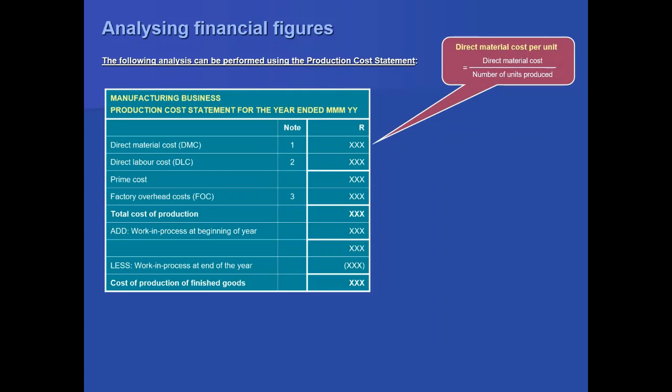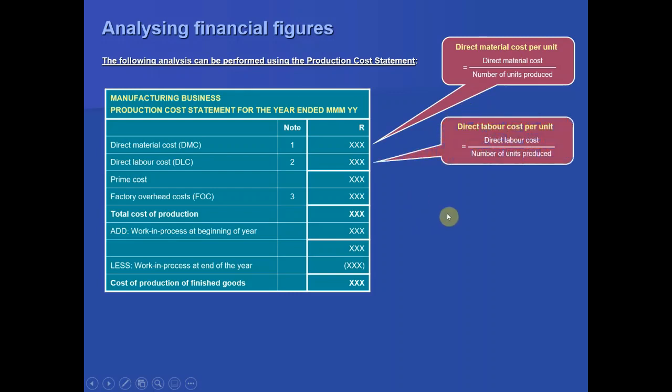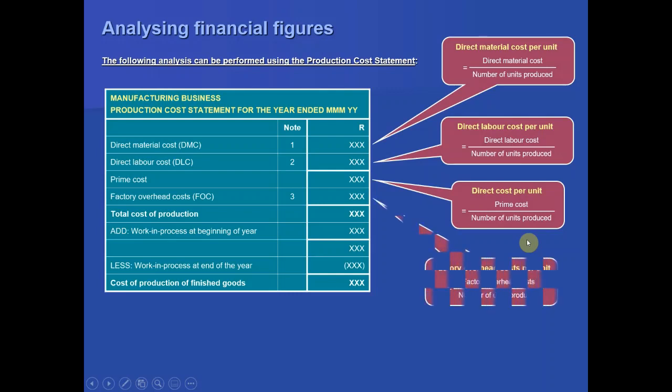So we can take the direct material costs and divide it by the number of units produced to get the direct material cost per unit. Similarly, we can take the direct labor costs and divide it by the number of units produced to get the direct labor costs per unit. We can get the direct cost per unit by simply dividing the prime costs by the number of units produced. The pattern should become obvious.